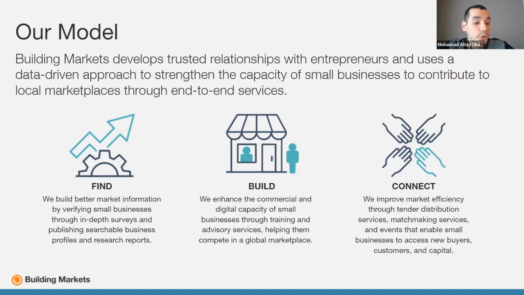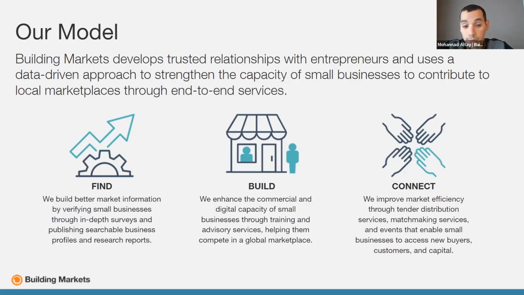So again, the three pillars. The first pillar is the Find pillar, okay? Under this pillar, we build better market information by verifying the small businesses that we serve. And we do that through in-depth surveys and publishing searchable business profiles and research reports. And then we move on to the next stage of our services cycle.